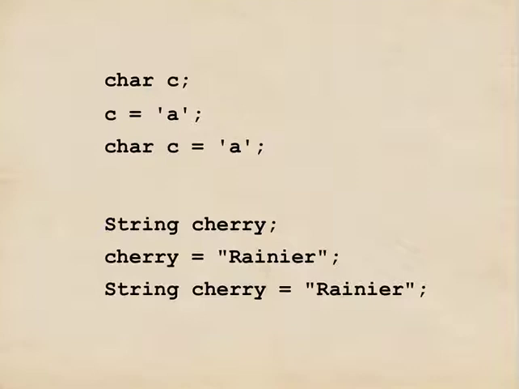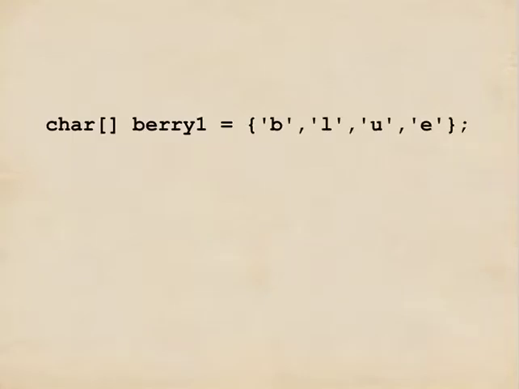Now you might be thinking to yourself, hey, I can create my own strings. All I have to do is create an array of characters. And that's almost the same thing as a string, but not quite. If we create an array of characters, we might do it like this. Here I'm declaring an array of characters. The array name is berry1, and I'm assigning it the initial value of 4 characters, 'b', 'l', 'u', and 'e', for a blueberry.